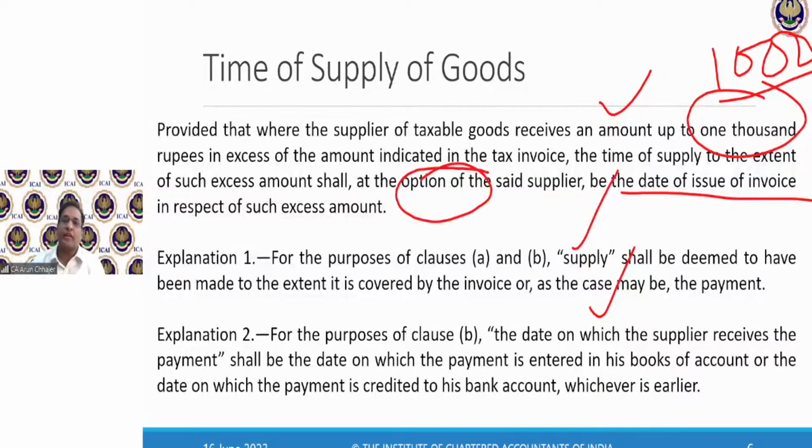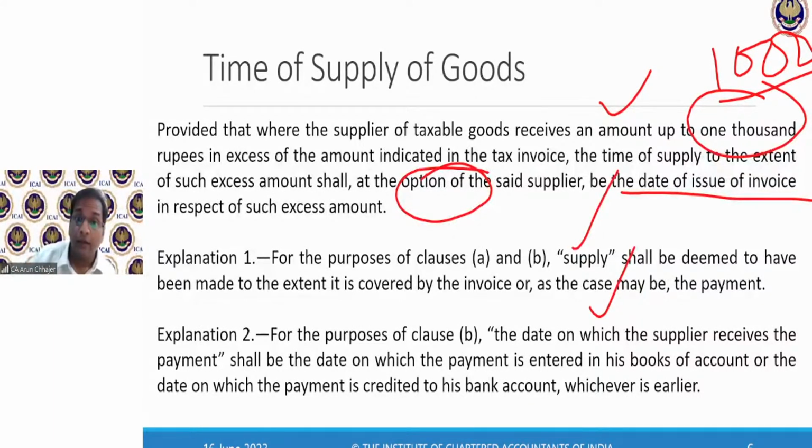Let's say I have made the supply of 19,200. While making the payment, you have given me the payment of rupees 20,000 and you are saying rupees 800, treat as advance and adjust at the time of next invoicing. So I, being a supplier, have a choice. What choice? The choice that rupees 800 I can treat as an advance and pay the GST, or I can defer the liability to the next date, that is the date of issue of invoice, in respect of such excess amount.